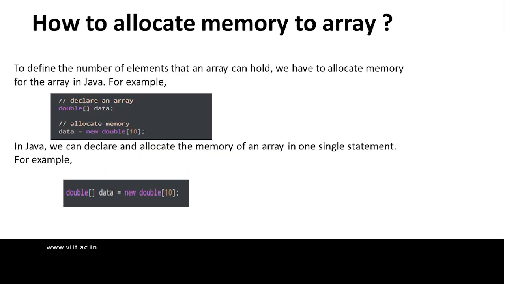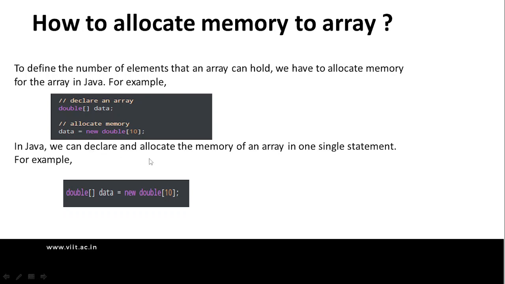How to allocate memory to an array? To define the number of elements that an array can hold, we have to allocate memory for the array in Java. For example, declare an array of data type double, then allocate memory. The first statement is a declaration and the other statement is allocation. In the second step, you are allocating memory for 10 elements using the statement data = new double[10].